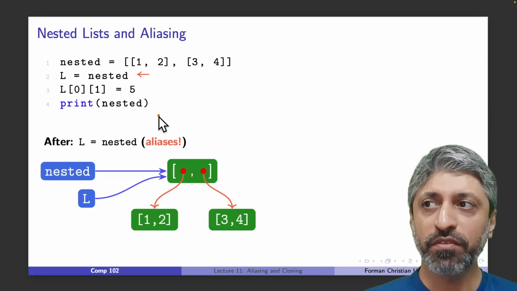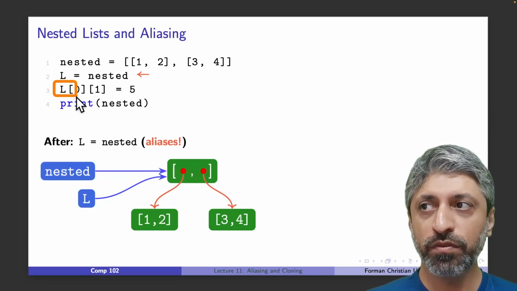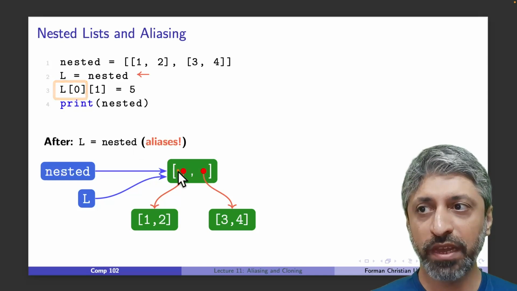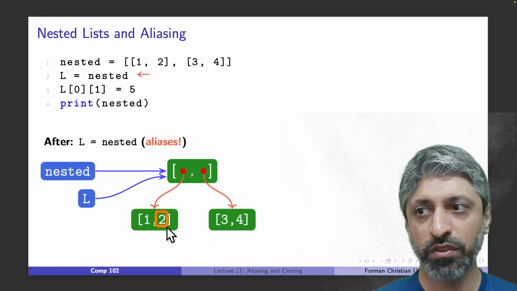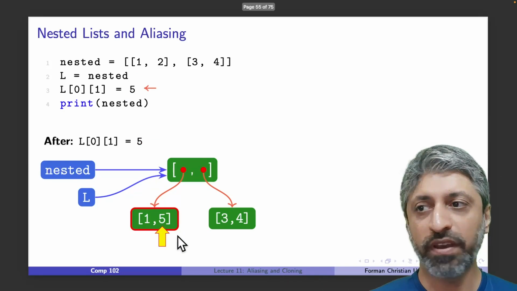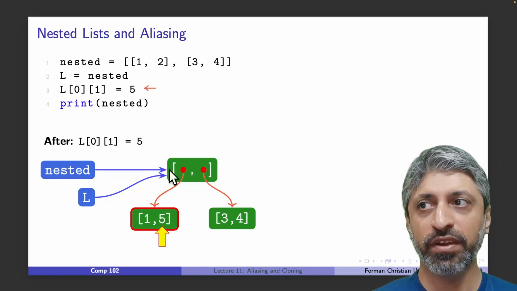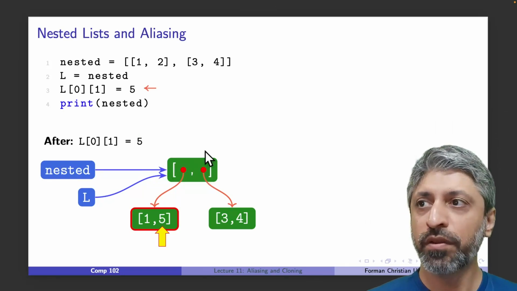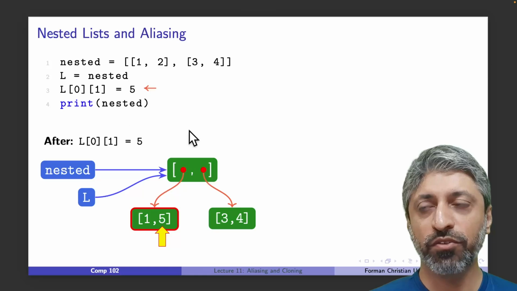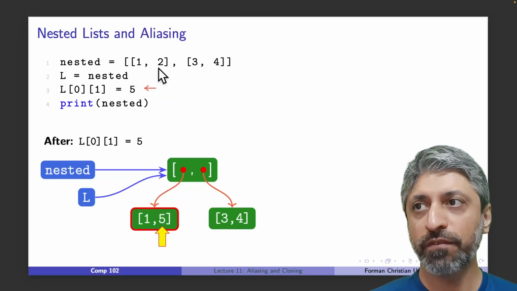So what happens when you do L of 0, which is going to give you the first. So L of 0 का मतलब है कि आप हॉप करके यहाँ पे आ गए, इसने ये रिटर्न कर दिया. अब इसके ऊपर जब आपने इंडेक्स अप्लाई किया है सबस्क्रिप्ट ऑपरेटर 1 और आपने इसको कर दिया चेंज करके 5, which is this 2, तो this 2 is going to become 5. All right, after this statement. And when you print nested, it's going to print 1, 5, and 3, 4.